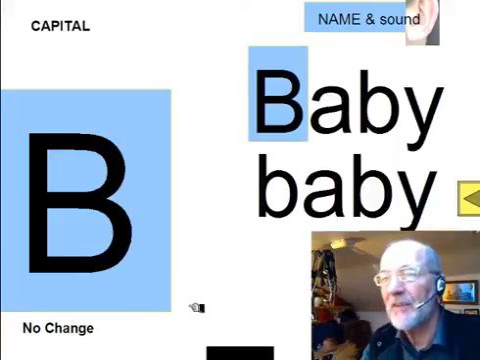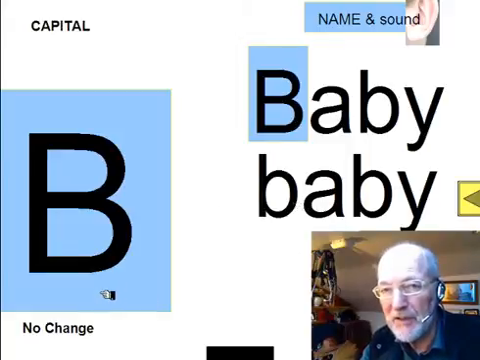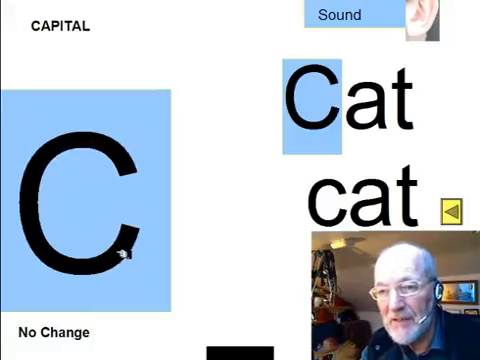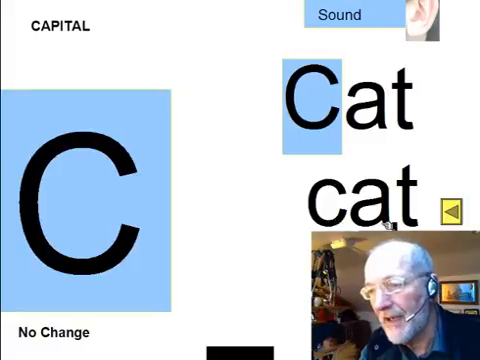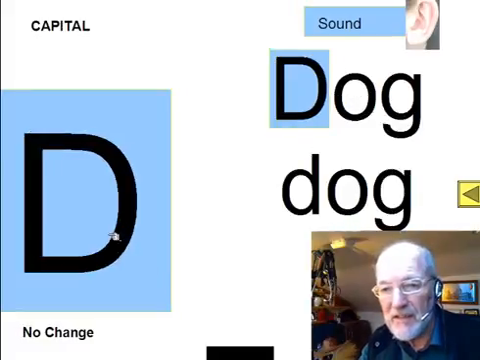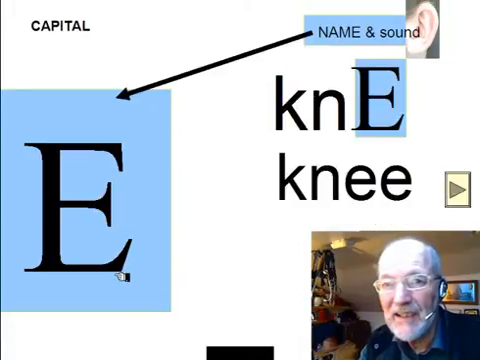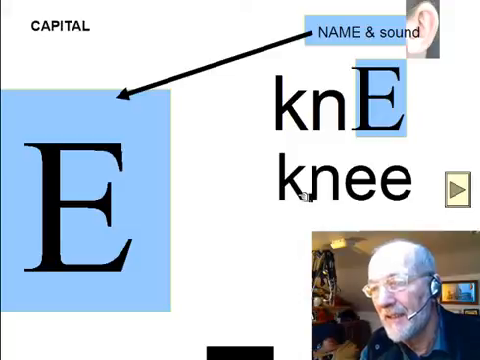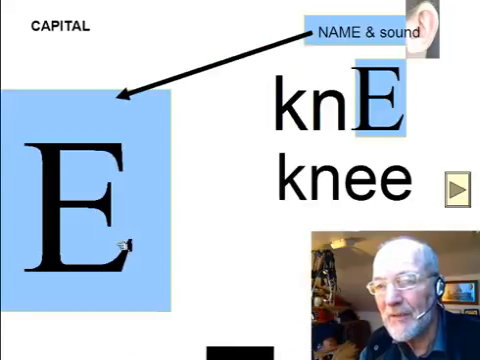B. There's no change in the sound that it makes. B as in baby. Small b. Baby. Capital B. Small b. B. No change. The name of this letter is C. The name is C, but the sound is K. Cat. K. Cat. D, dog, dog. No change between capital D and small d. E. If I put that E in a word like knee, then they're saying the name of that. So there's a knee. That's a capital E.